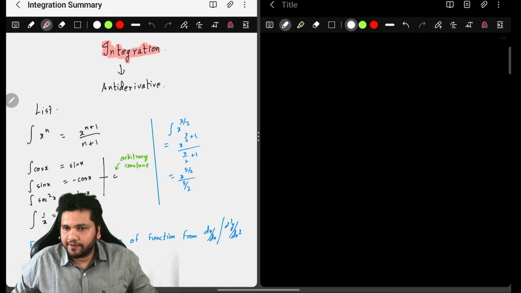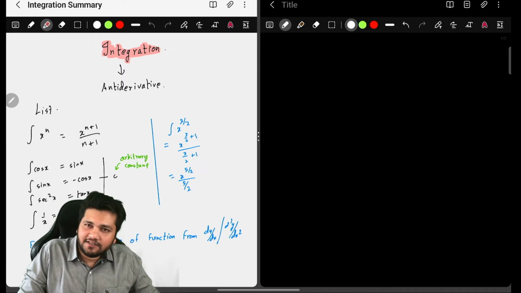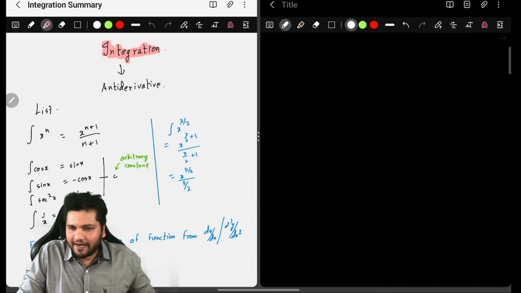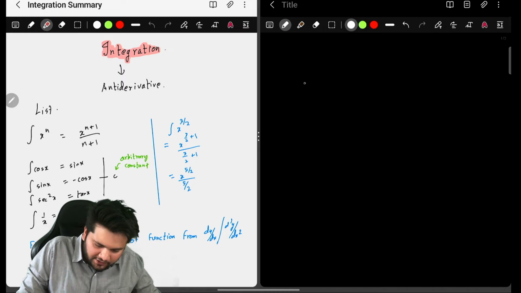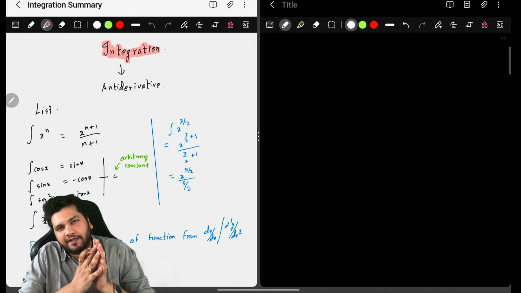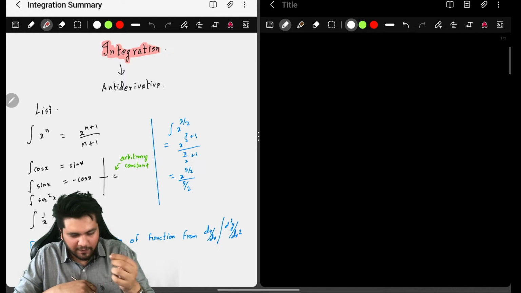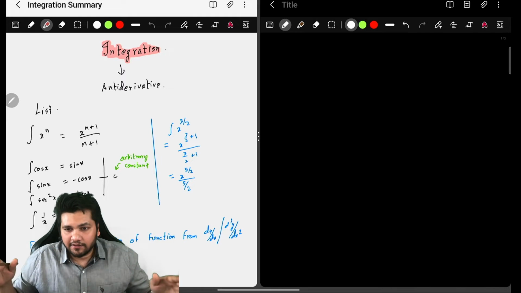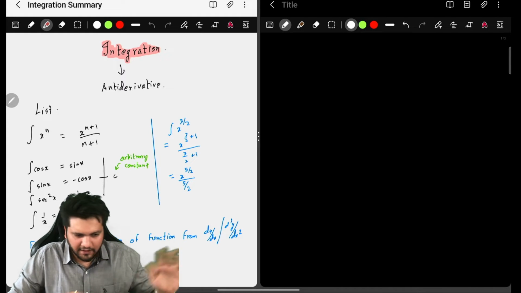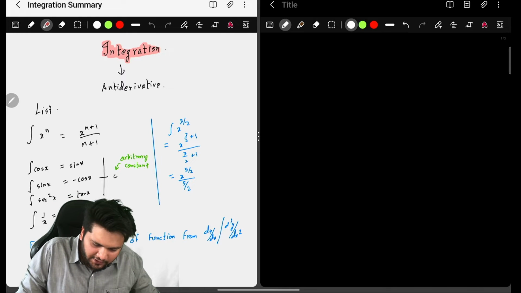So let's start with theory of integration. As you can see, integration is nothing but the opposite of derivative, the antiderivative. So if you know the derivatives list, you can find the integration list as well. Derivative is instantaneous rate of change, which is a very small thing. But when I talk about integration, it's going to be area under the curve. So it's going to be a huge thing. Maybe we can see that later.